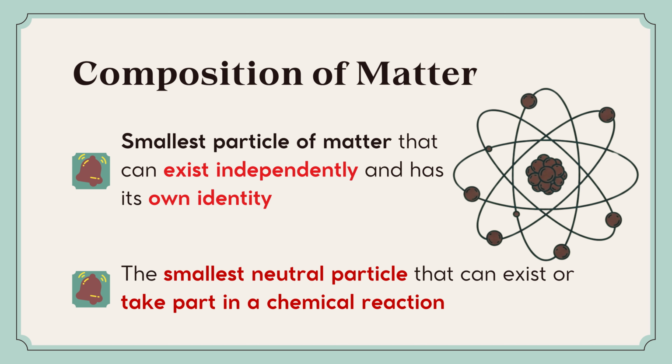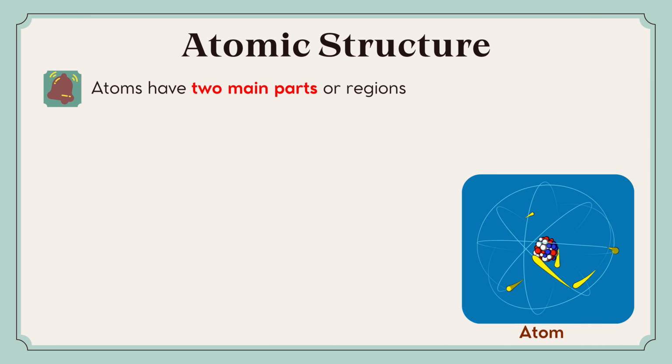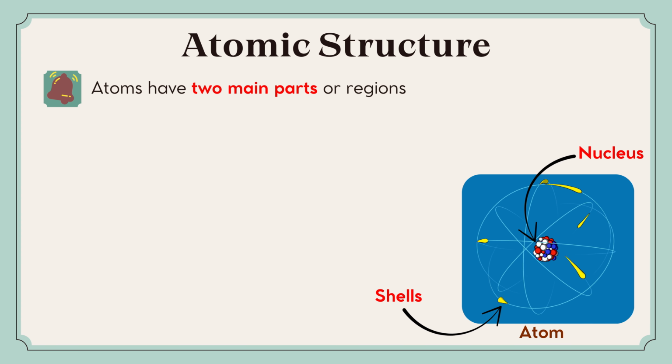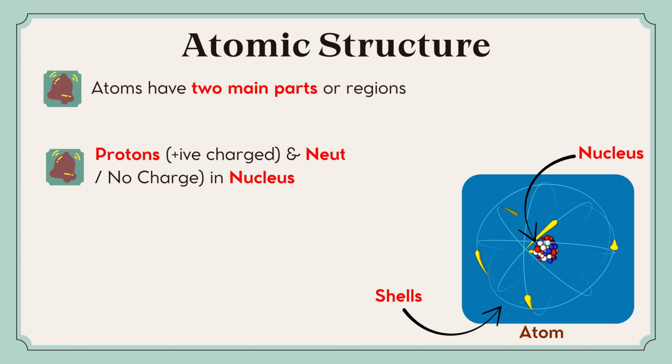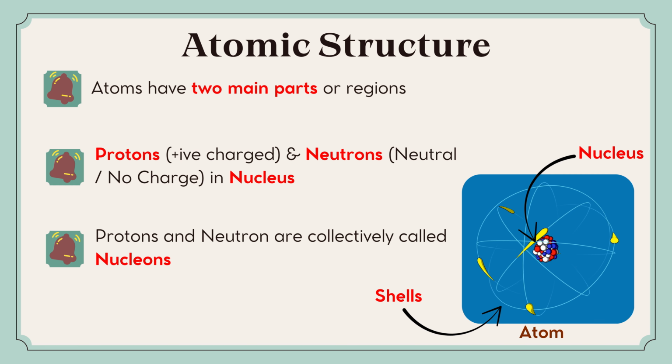Now that we know atoms make up matter, let's go inside the atom. This is where atomic structure begins. An atom has two main regions. The nucleus. This is the center of the atom, and the shells which surround the nucleus. Inside the nucleus, we find protons, which are positively charged particles, and neutrons, which have no charge, or in other words, are neutrally charged. Together, these protons and neutrons are called nucleons.